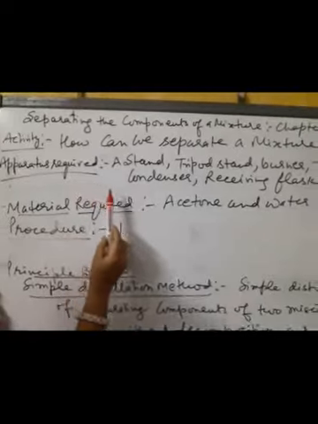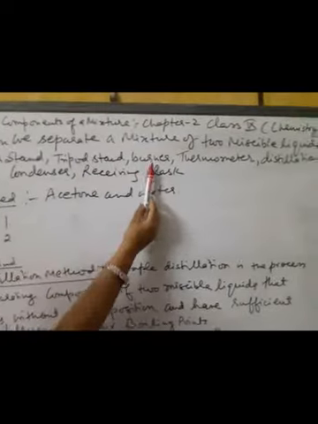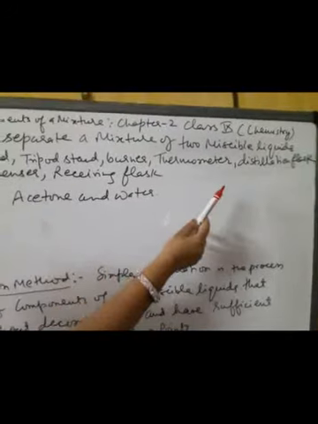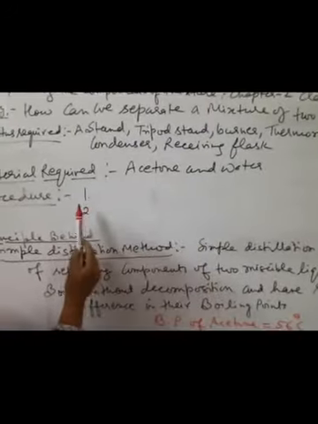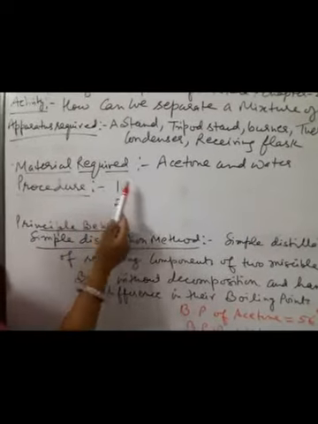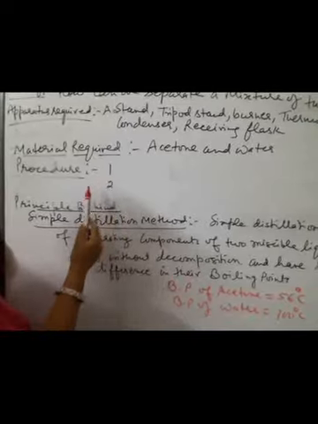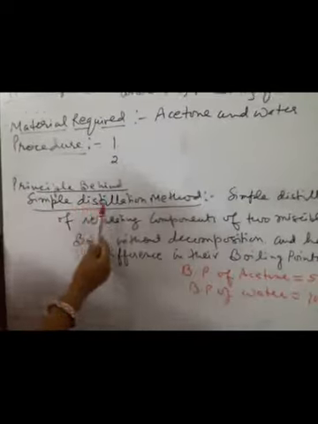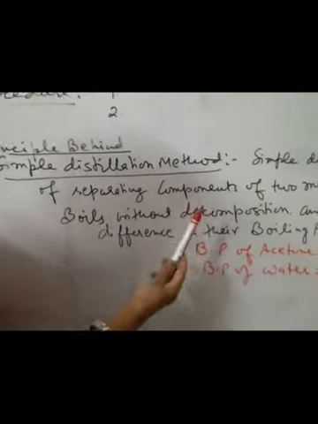Apparatus required for the distillation process is a stand, tripod stand, burner, thermometer, distillation flask, condenser and a receiving flask. Materials required are acetone and water, which are two miscible liquids. Now, what is the principle behind the simple distillation method?